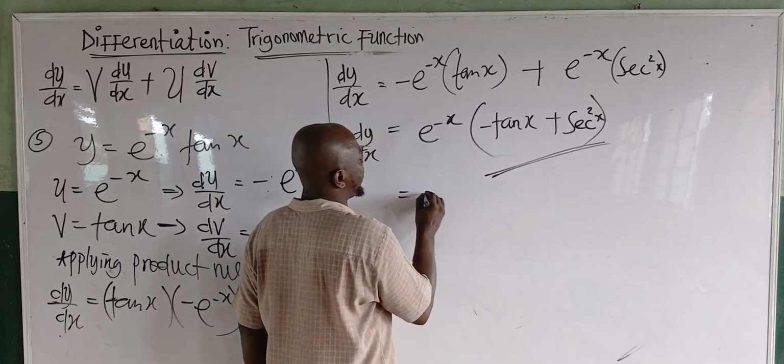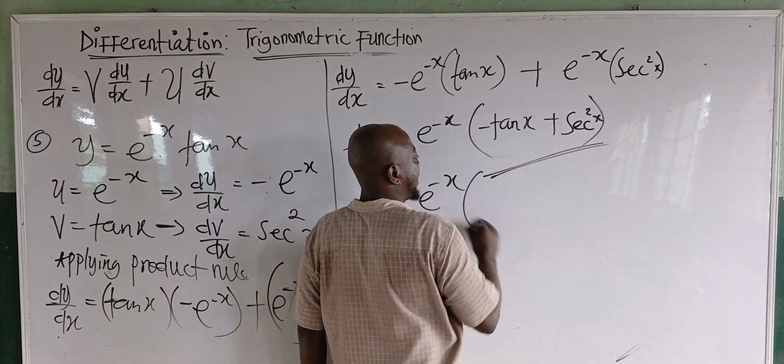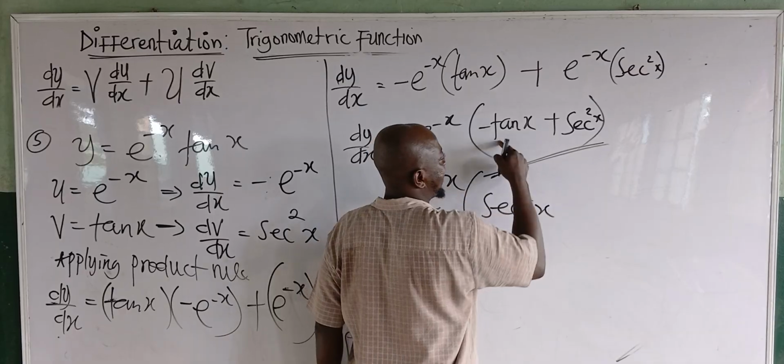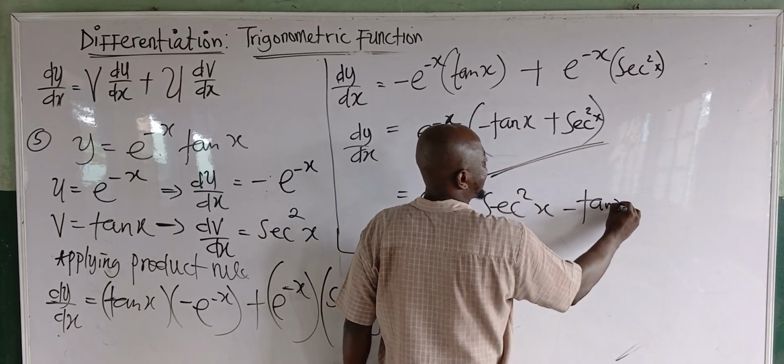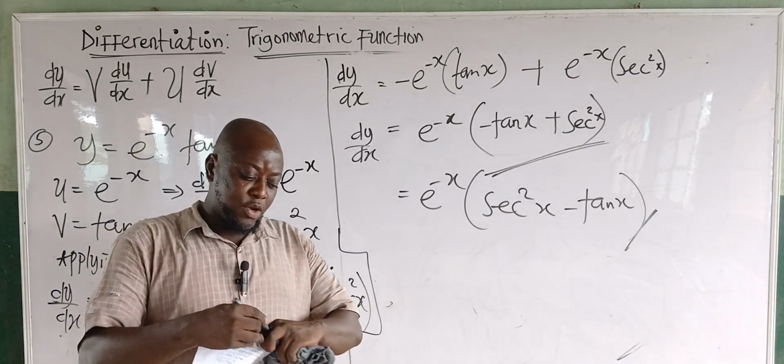You can rearrange. Some people might not like it like this. You can start with the plus. So if you start with the plus, you have this one, then take the minus here. So it's all the same variable. So this is how we do this going further.